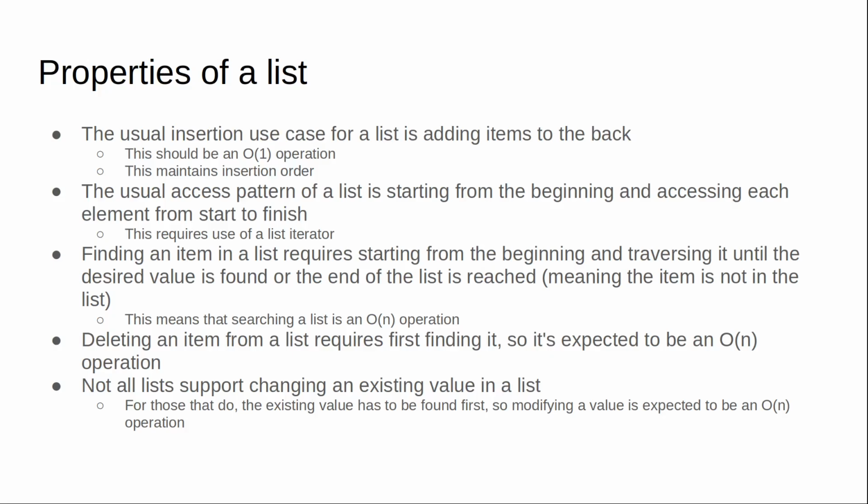For the lists that do support changing a value, you have to first find it. So you have to find it and then modify it. So the combination of finding and modifying would be an order n operation as well because you have to start at the beginning and go until you find it.